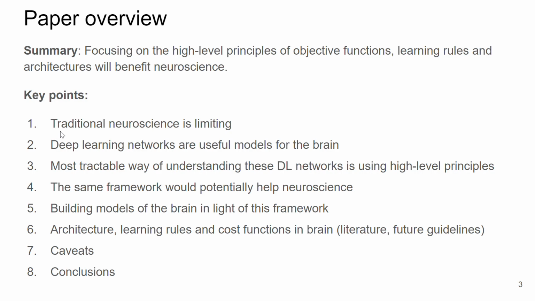So they initially argue that traditional neuroscience is limiting, and then they argue why deep learning networks are useful models for the brain. And the most tractable way of understanding these deep networks is using high-level principles of objective functions, learning rules, and architectures. So they argue that the same would potentially help neuroscience. And they further talk about more practical suggestions on how we need to build models of the brain in light of this framework. So let's get into it.